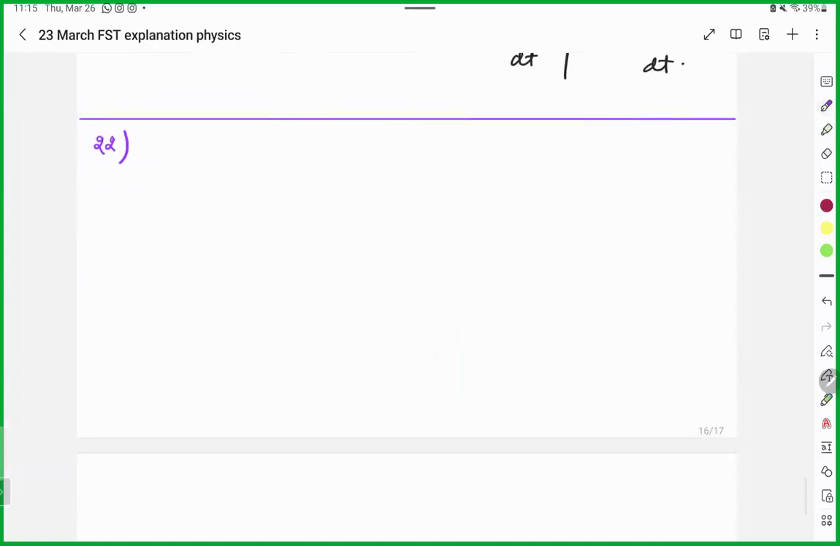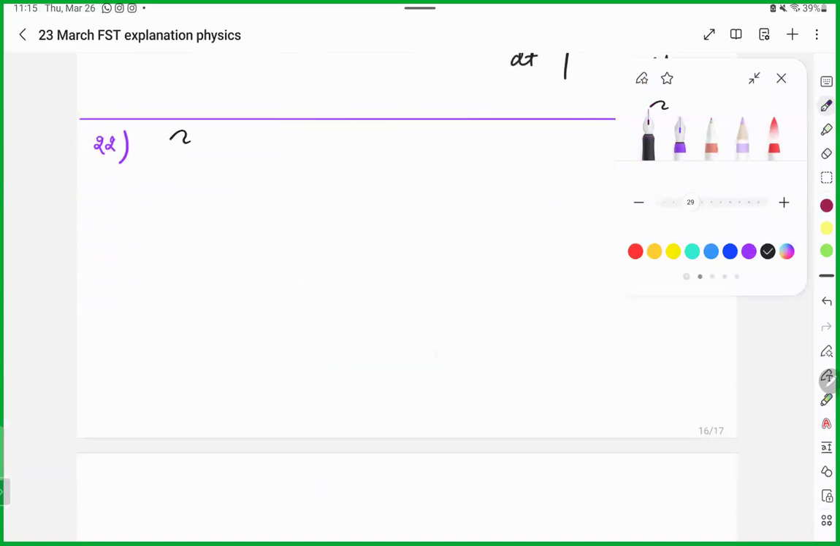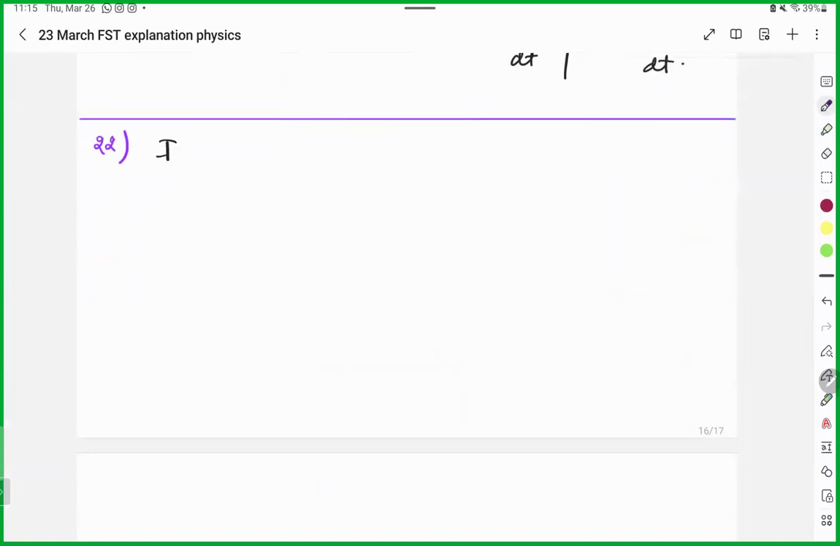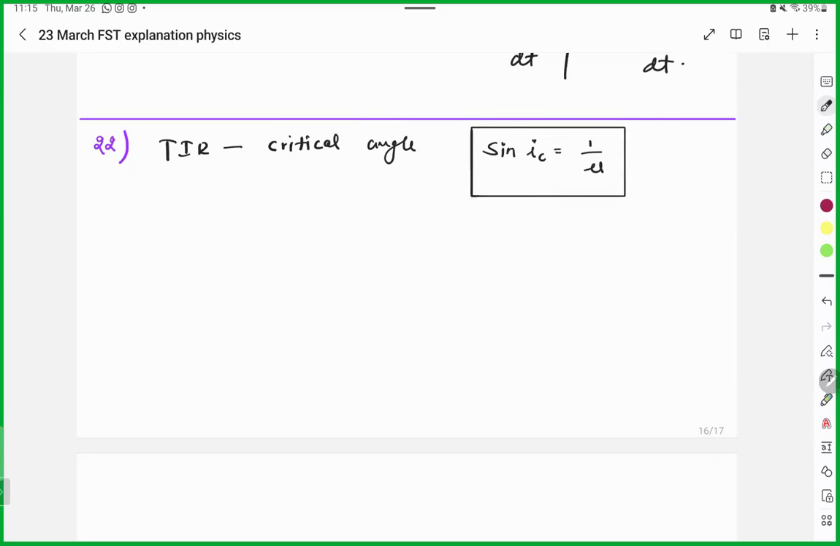So, in case of total internal reflection, or you can say critical angle, sine i critical is equal to 1 by nu, or you can write it the other way around. Very important. Correct? Any doubt?